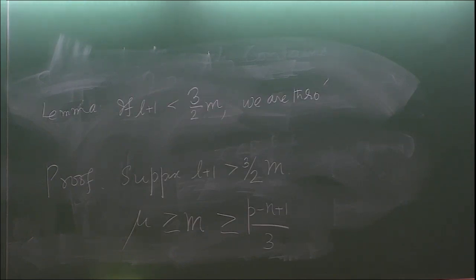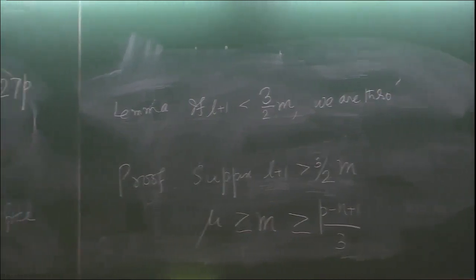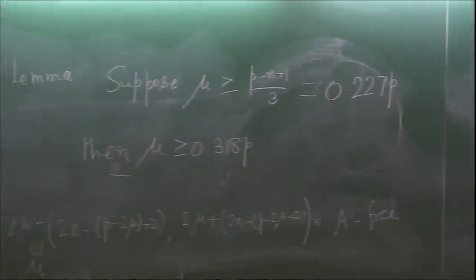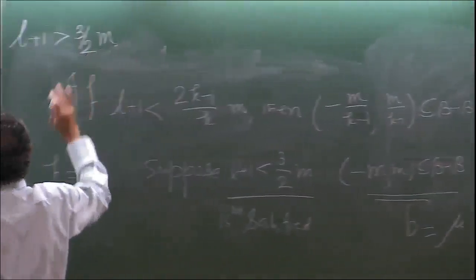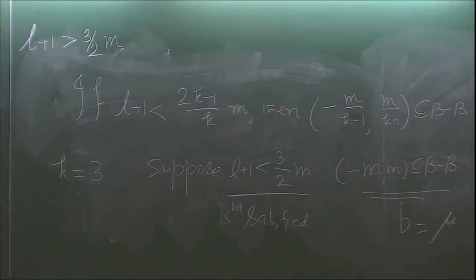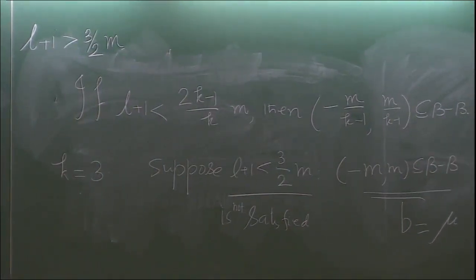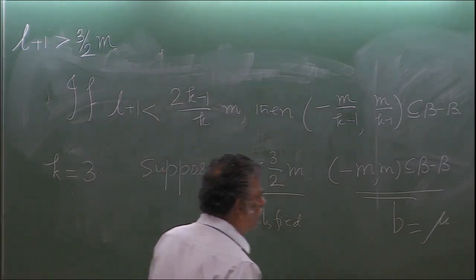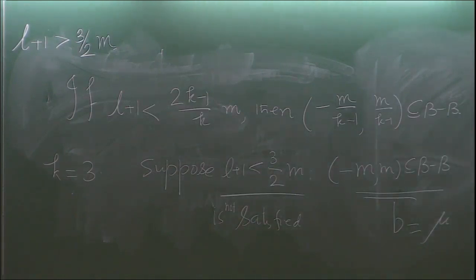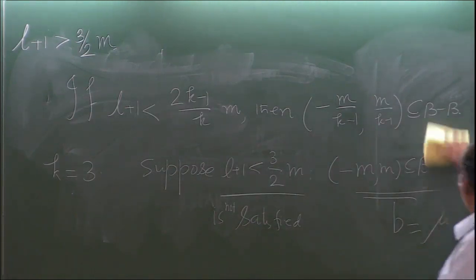Therefore, that's the next assumption which we can make. We can assume that our L is as shown here, that L plus 1 is bigger than 3 by 2m. That is the situation we are in. Okay, given all this information, let me conclude by stating what we have proved so far. This is where we will start tomorrow.